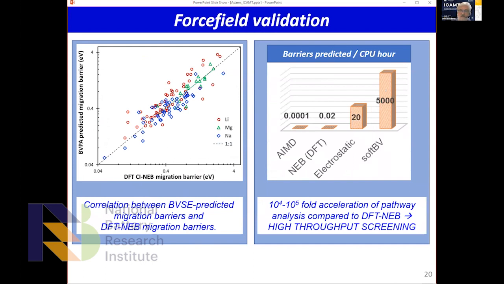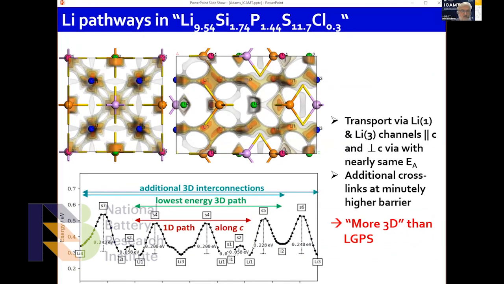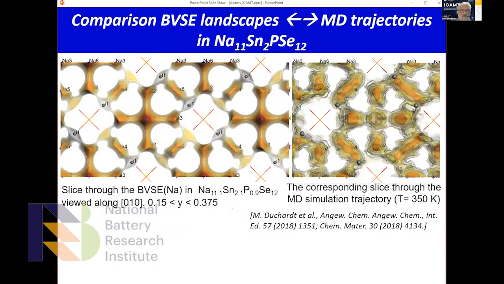So within one CPU hour you can handle 5,000 different compounds, more than you probably want to consider. So you get these pathways, you get the migration barriers. You can use that to predict new materials.